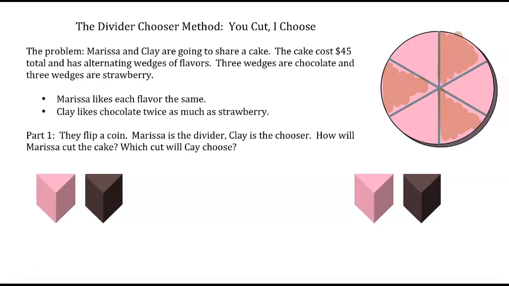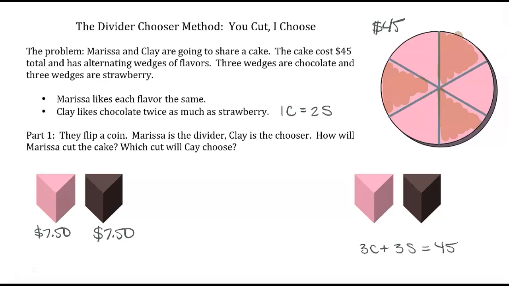If Marissa likes each the same, that means that each wedge is worth the same amount to her. That's $45 divided into 6 slices, so each slice is worth $7.50. But Clay is different. Clay likes chocolate twice as much as strawberry. That means that 1 slice of chocolate is worth the same to him as 2 slices of strawberry.